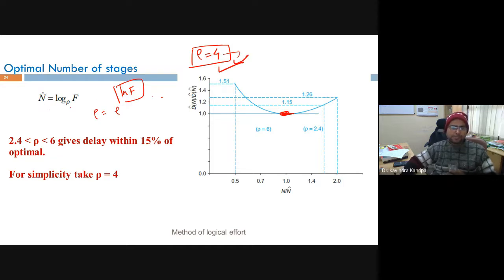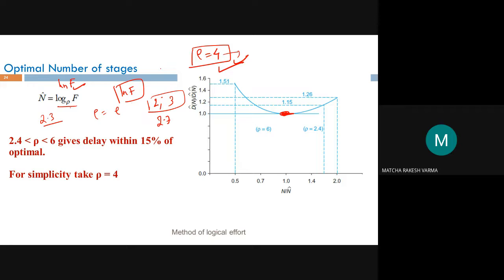Sometimes some people also change it to ln F. The answers will not change, because you will get some decimal value. You will get, let's say, 2.3. If you're taking rho equal to 4, you might get 2.7. You have to check for n equal to 2 as well as n equal to 3. For both the cases, you have to do the check. You're getting my point? Yes or no? Yes, sir.